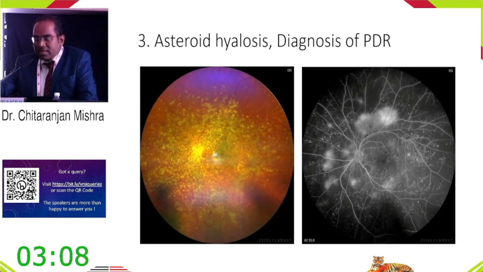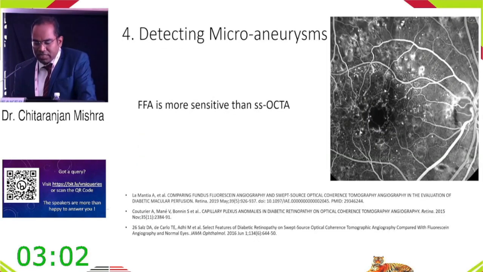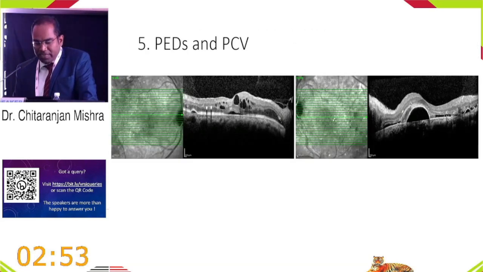Another important thing, asteroid hyalosis, diagnosis of PDR. This is definitely needed, FFA needed. OCTA will not help you in this. Detecting microaneurysms, one of the earliest signs. FFA is more sensitive than OCTA. There are n number of publications.